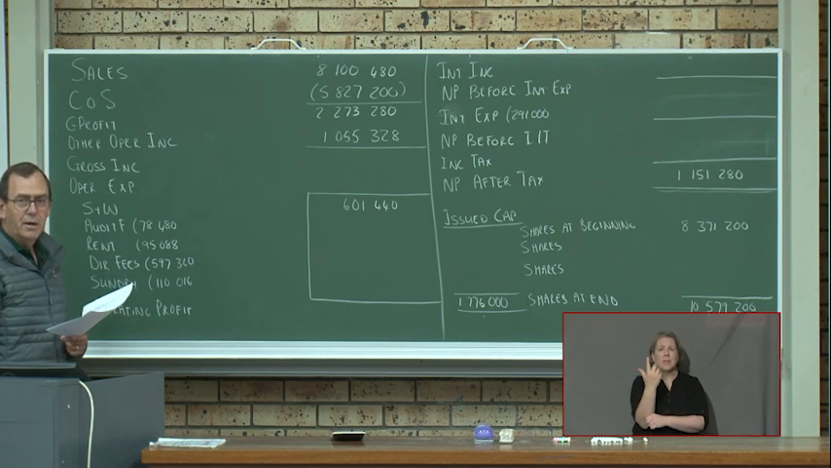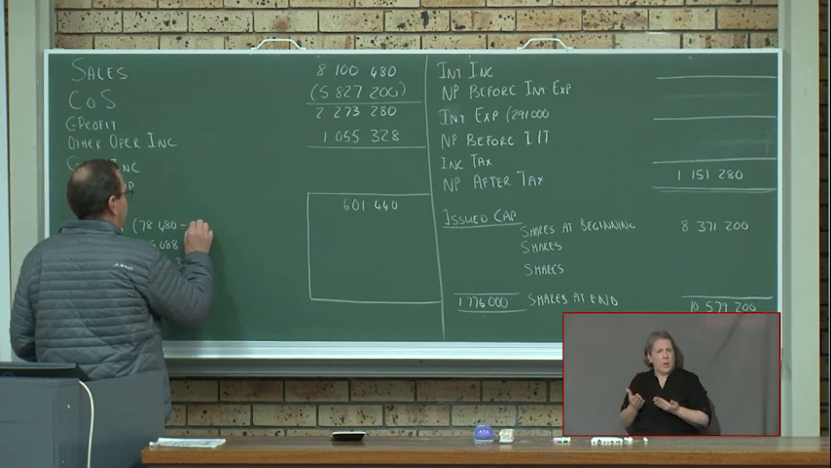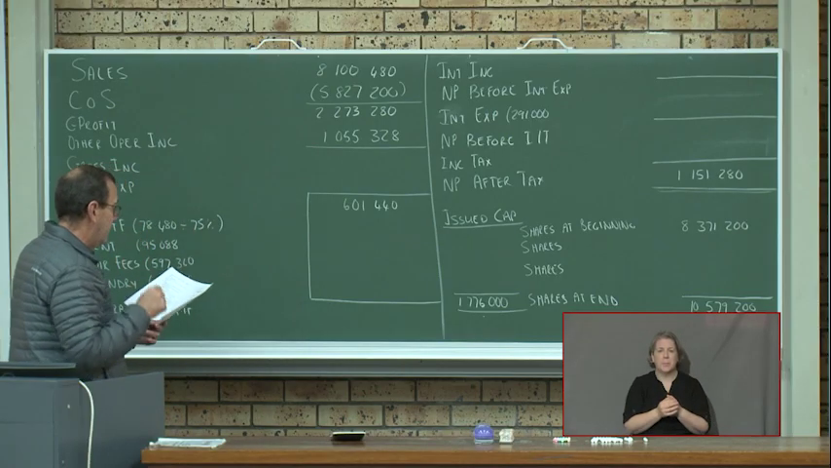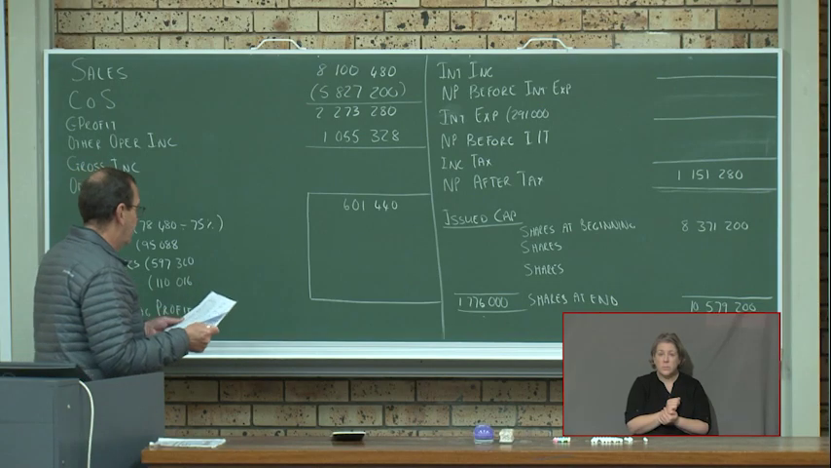So how do we get the 100%? We divide by 75%. So we just divide by 75%. And then that will give you 104,640.